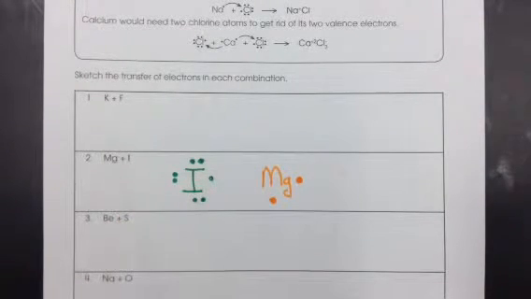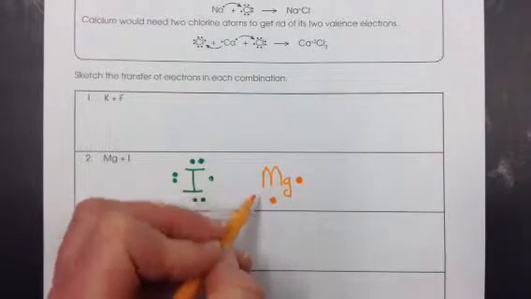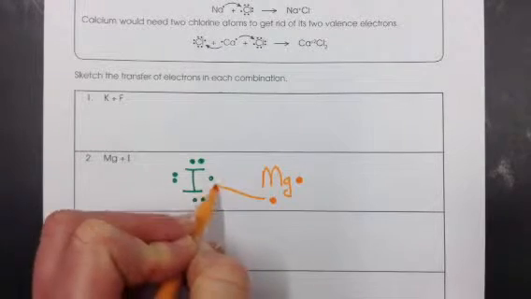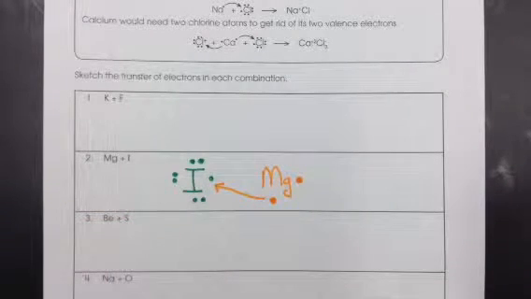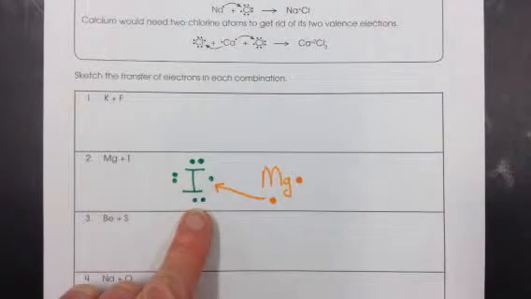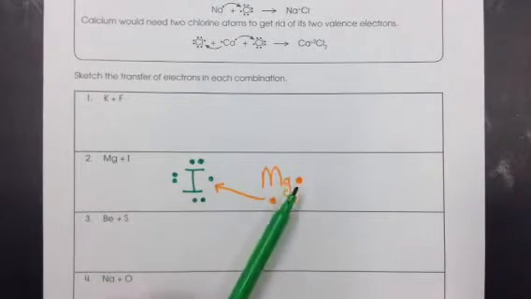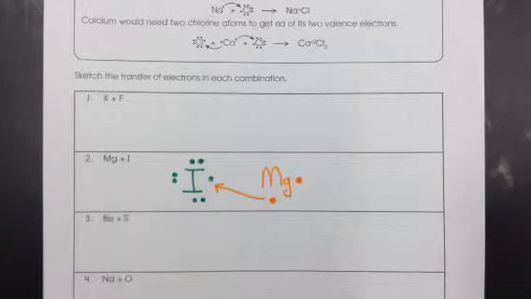Now, we know magnesium wants to give those 2 away in order to become stable. It is a metal. So we put 1 here. Now iodine is happy. It has an electron. But this other one here, what's it going to do?